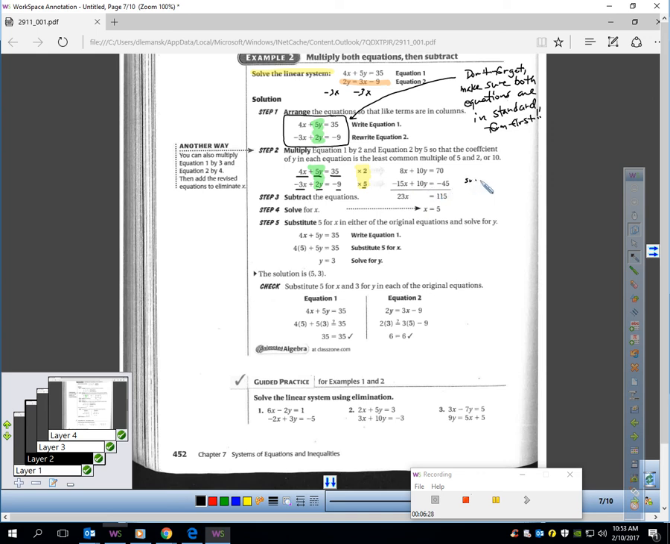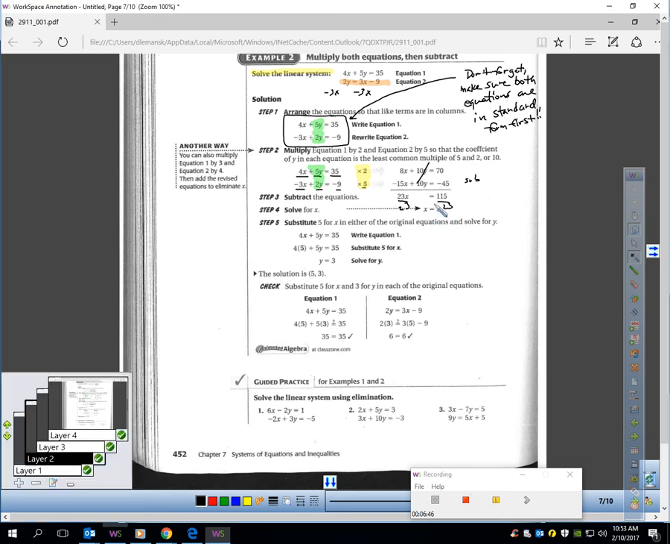We can subtract now. So let's do that. 8x minus negative 15x is 23x. 10y minus 10y, eliminate. 70 minus negative 45 is 115. If you divide each side by 23 real quick, x is 5.